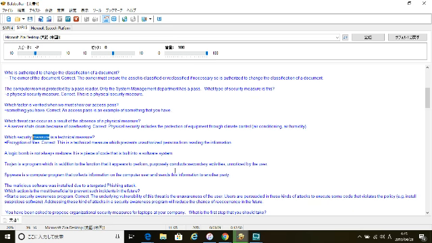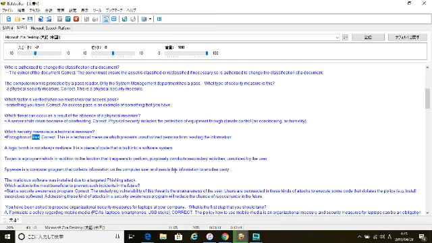Which security measure is a technical measure? Encryption of files. Correct. This is a technical measure which prevents unauthorized persons from reading the information.